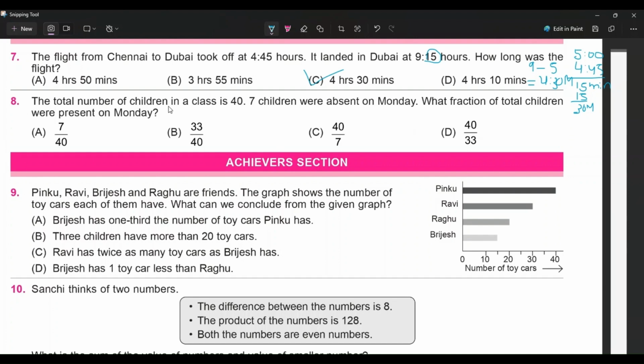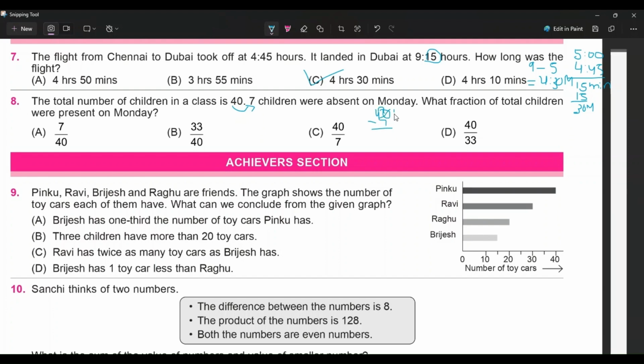Eighth one, the total number of children in a class is 40. 7 children were absent on Monday. What fraction of total children were present on Monday? So first we are supposed to subtract these two. Total minus the absentees number. 40 minus 7.